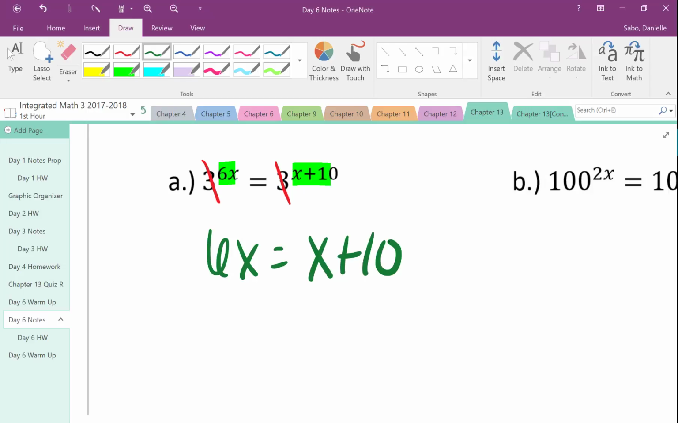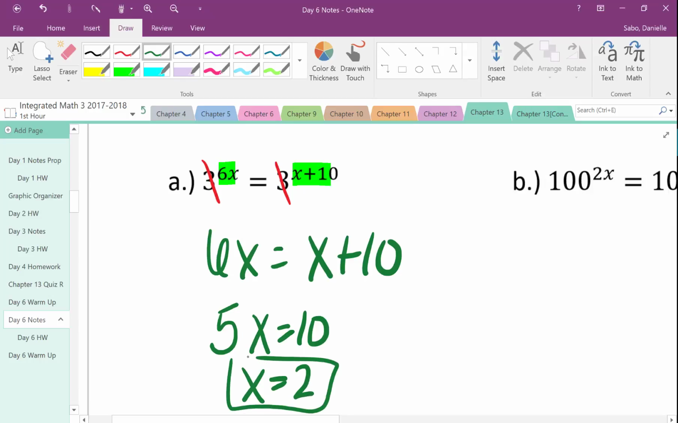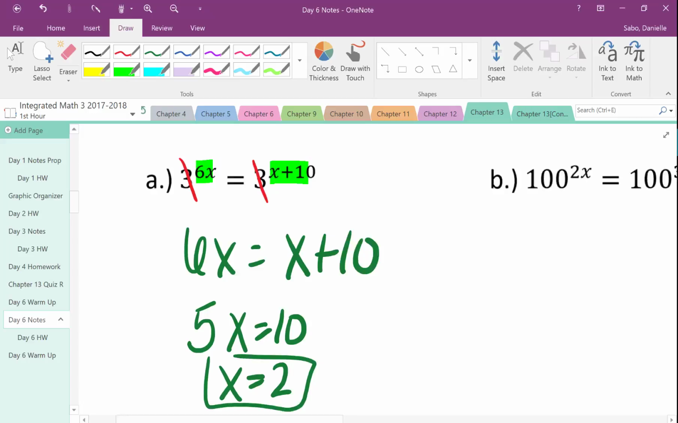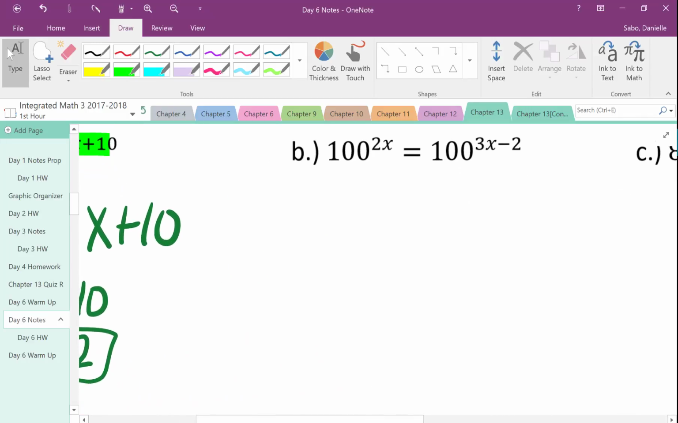If you're good at solving equations, this is your section. You should have gotten 2. Do you have questions on that one? Okay, now go ahead and do B. Same exact thing. We have the same base equaling the same base.